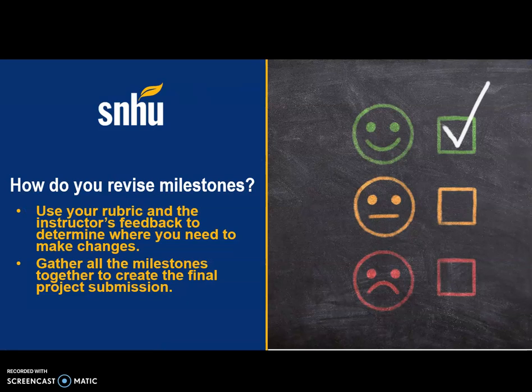Your instructor will give you feedback on your milestones throughout the course using a rubric. Use this rubric and the feedback to determine where you need to make changes for the final project. You'll also learn more information as the course progresses, which means you can add your new knowledge to revise your milestones as well. At the end of the term, you'll gather all of your milestones together to create the final project submission.